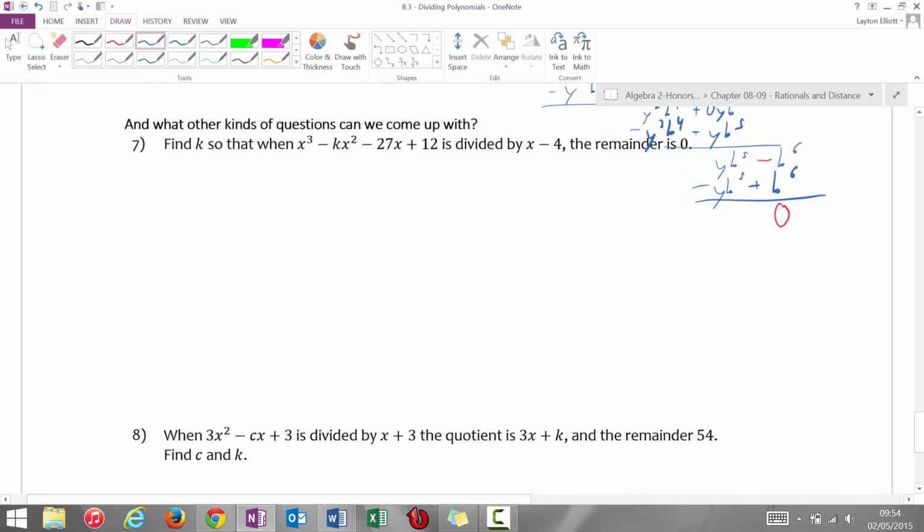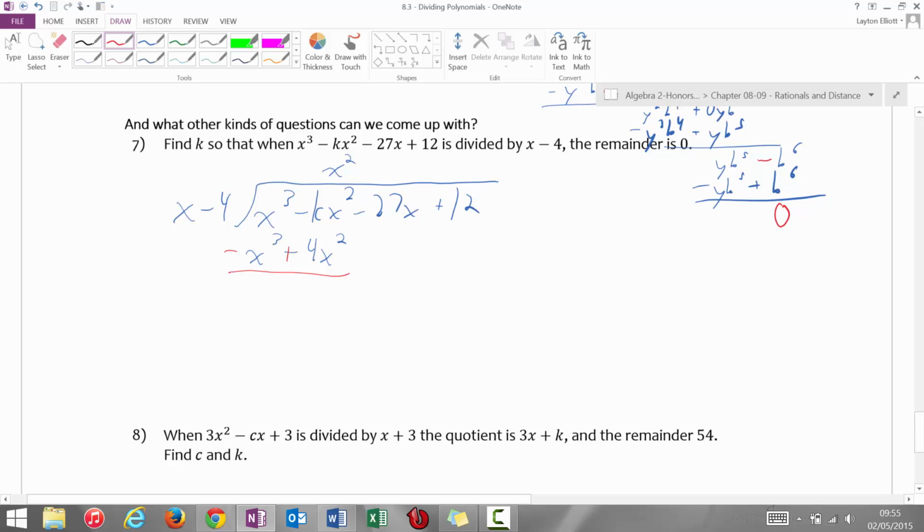Find k so that when this is divided by x minus 4, the remainder is 0. If I have x cubed minus kx squared minus 27x plus 12, and I divide that by x minus 4, what I come up with should help me. I want to have a remainder 0. So I'm going to keep this problem the way it is and say, what do I have to multiply x by to get to x cubed? That's going to be x squared. I have x cubed minus 4x squared. Change your signs, minus plus.